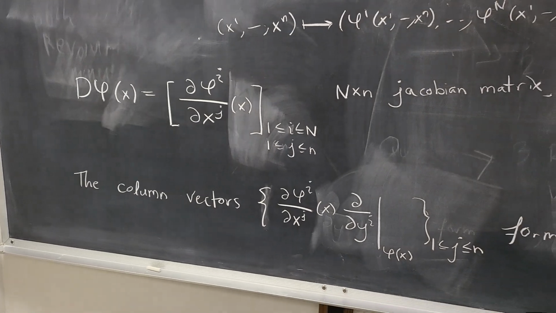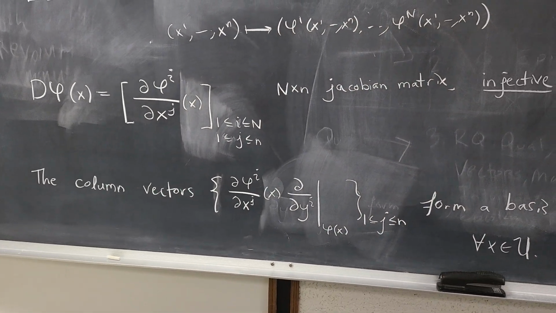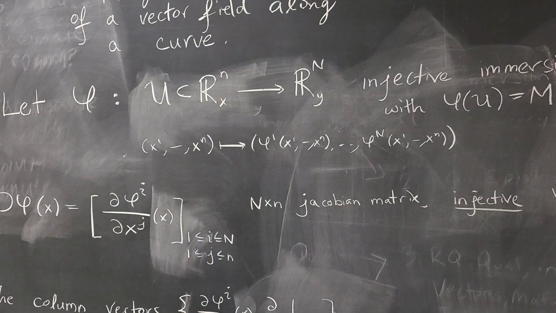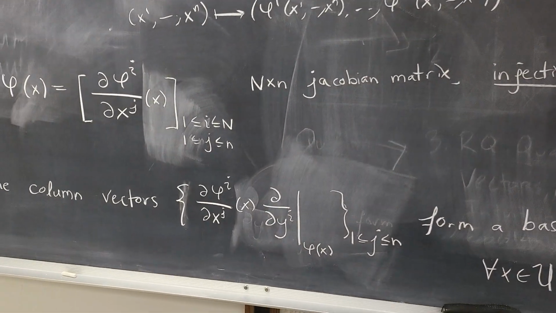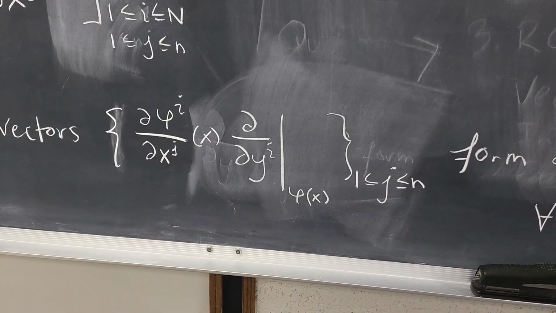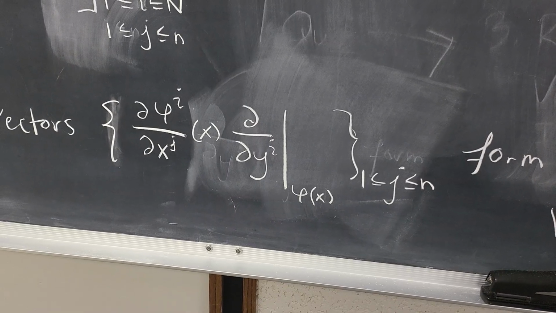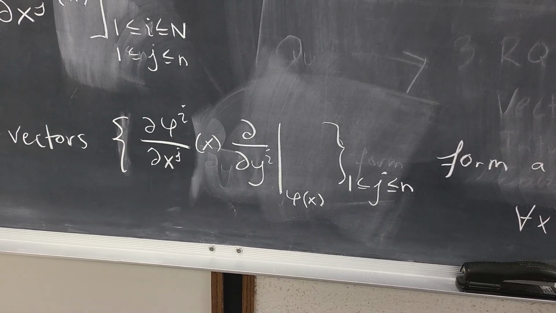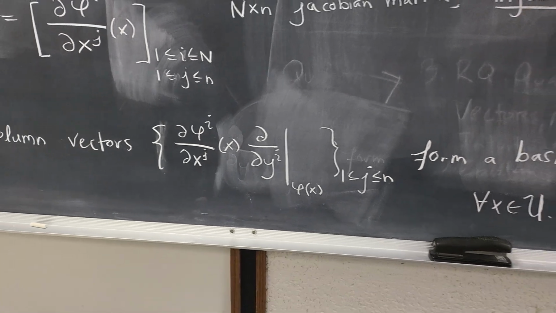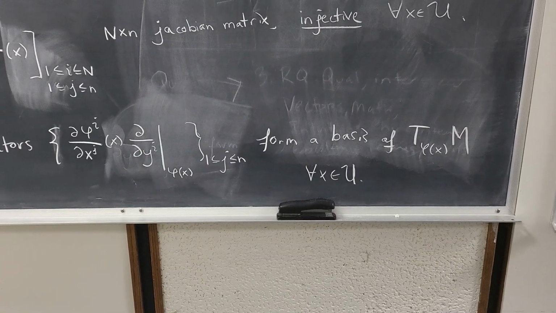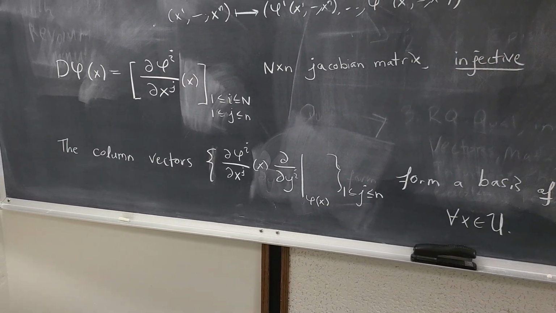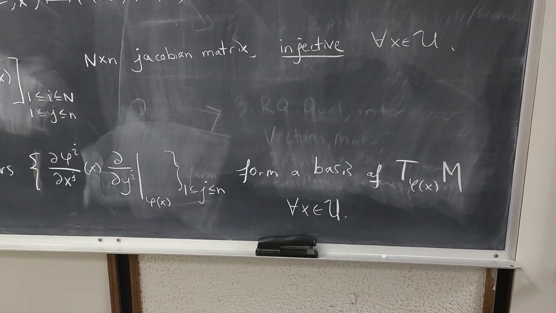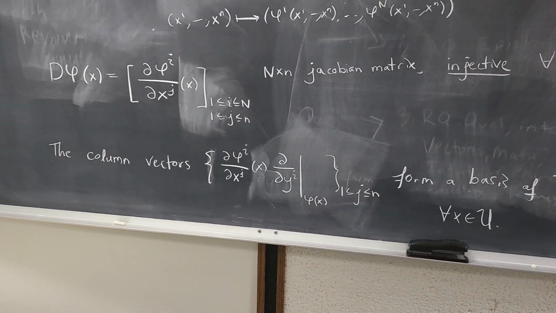Now, the column vectors of this Jacobian, in our canonical coordinates y for the codomain, are given by the following expression, whose coefficients are just the partial φ^i over partial x^j, where i runs through the components of the vector. And then we have a set of lowercase n basis vectors, which form a basis for our tangent space. Now, the reason why these vectors form a basis is, again, because this Jacobian matrix is assumed to be injective. So these will form a basis of the tangent space to the manifold at φ of x for all x in our domain. Okay? All right.